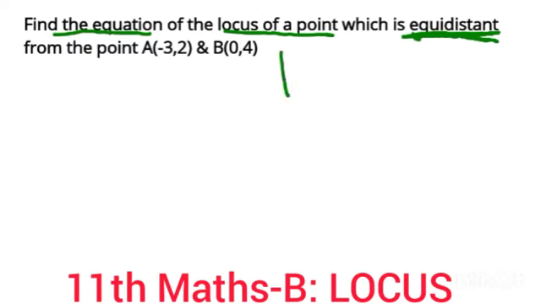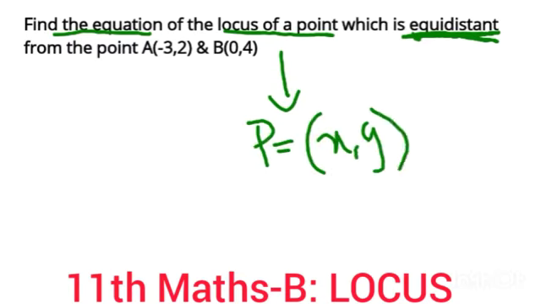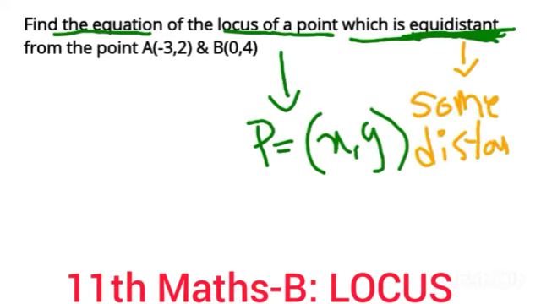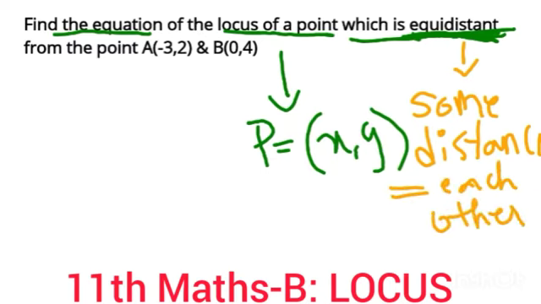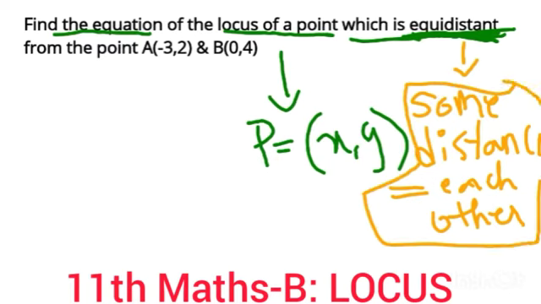So what is the locus of a point? Capital P = (x, y). It's a locus of a point and which is equidistant. Equidistance means there are some distances which are particularly equal to each other.